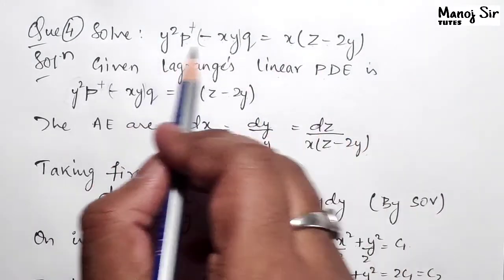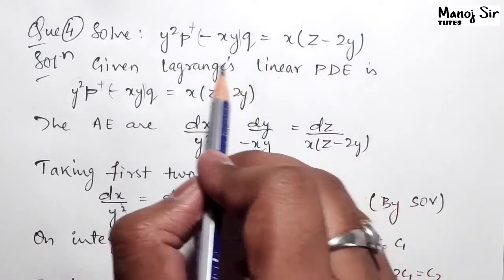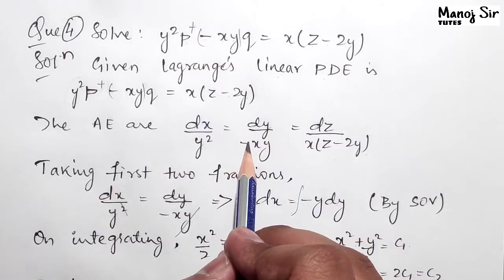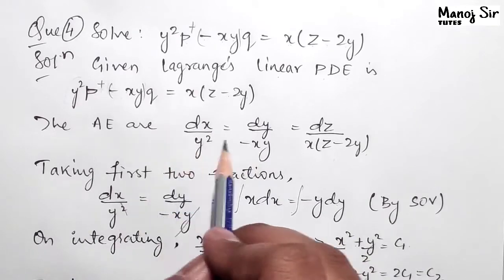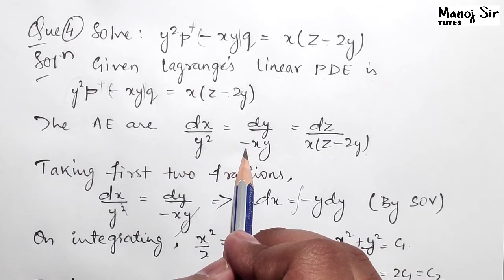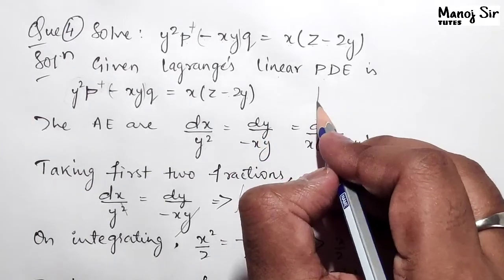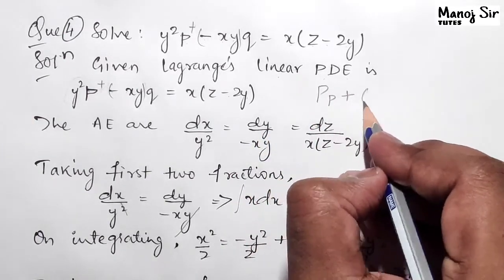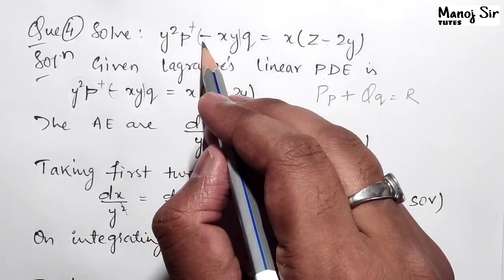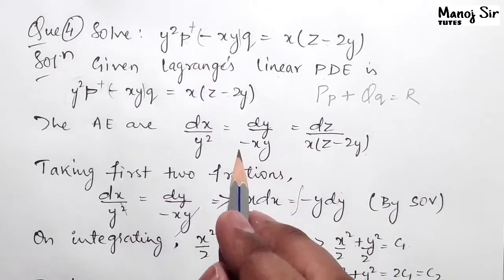Which equation? This equation. What was very important about this equation is that here we had a negative sign. So while writing the auxiliary equations, we need to take this negative sign. We need to consider this negative sign, because in the formula we have capital P small p plus capital Q small q equals to R. Here we have a positive sign, but here we had a negative sign, so we need to take this negative here also.